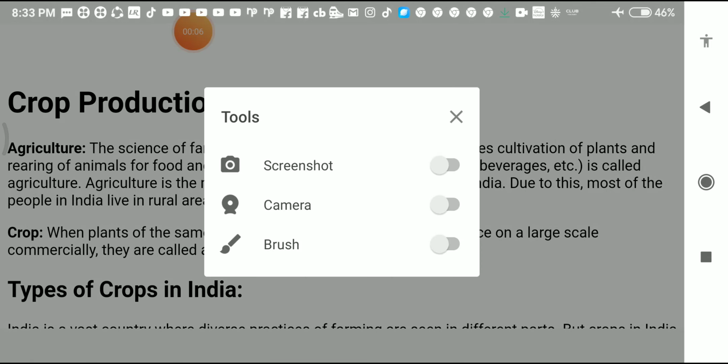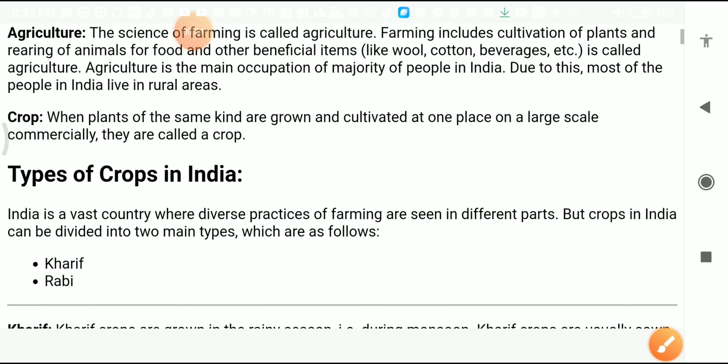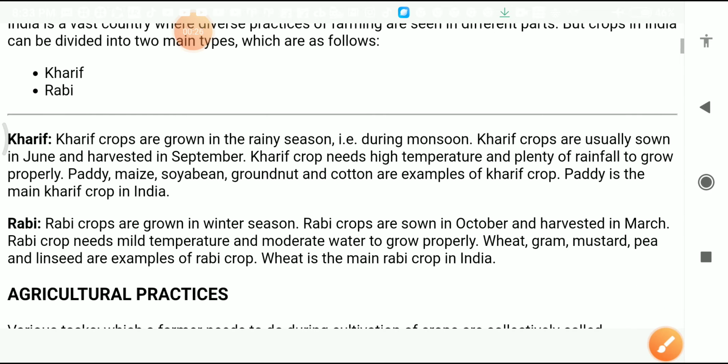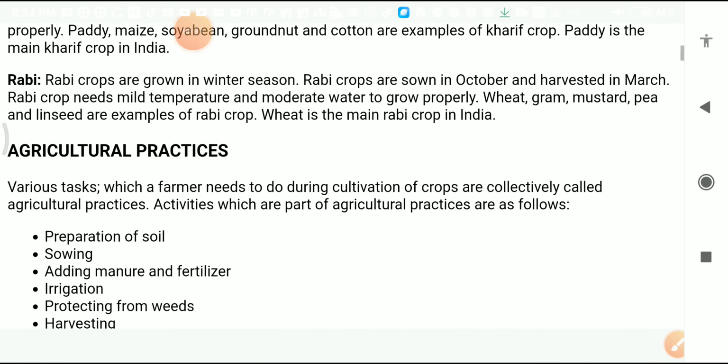In the previous topic we have studied many things: types of crops, agriculture practices, and the definition of crop production and management. All this we have studied in the previous topics. Now let's proceed to another topic, that is agriculture practices.